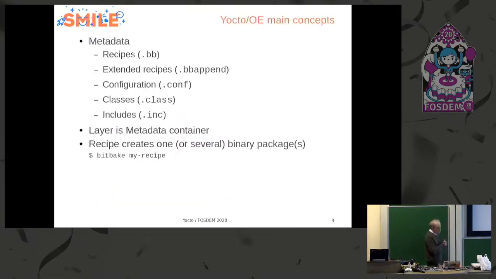And the Yocto main concepts are the metadata, the recipes, the extended recipes. So we will create an extended recipe with tools during the conference. The configurations, the classes, includes, and the layer which contains the metadata. And for building a recipe, you have to do bitbake my recipe, and it will create a package you can install. So you can integrate the package directly in the image, or you can install the package using a package system such as IPK, RPM, or DEB. My system, as it is a small system, I use IPK.